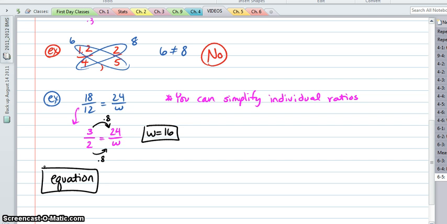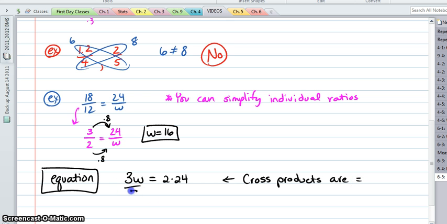An equation is very helpful when you don't have numbers that go into each other very easily, like this situation here. So I can set up the equation 3 times W equals 2 times 24. Please make sure you have that equal sign in your equation. That's the whole point. Cross products are equal in a proportion.